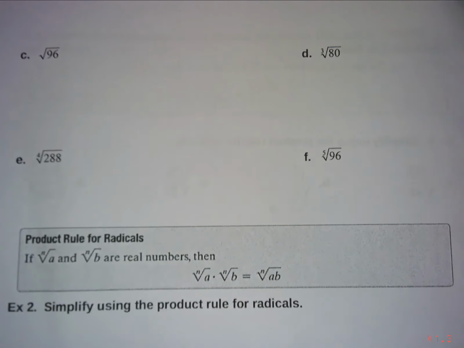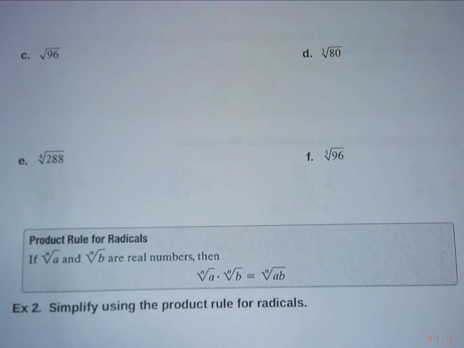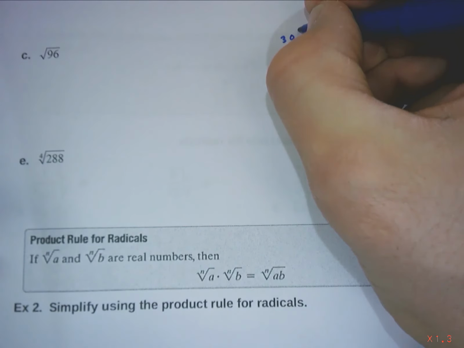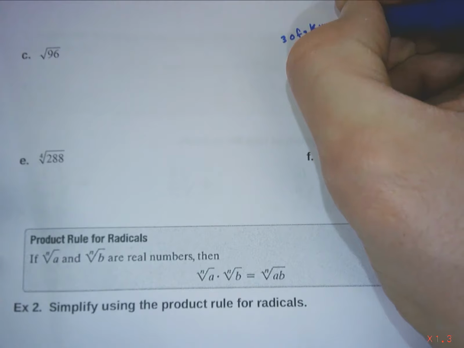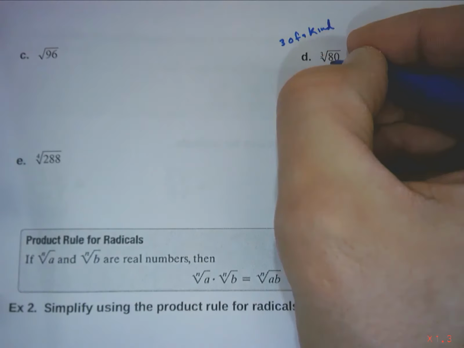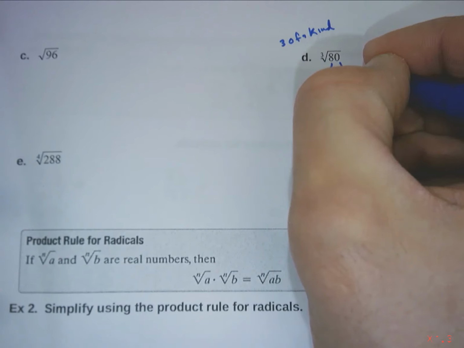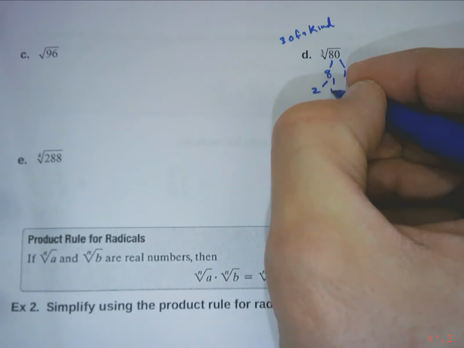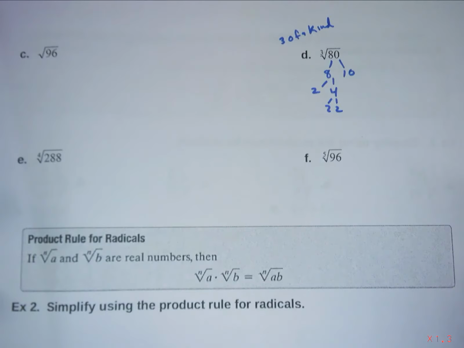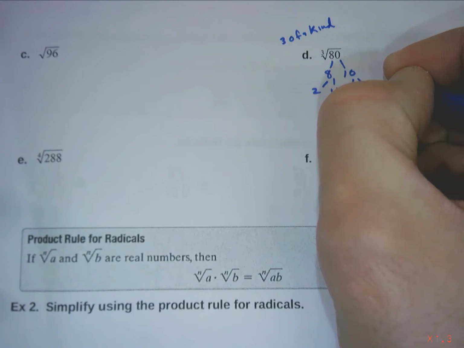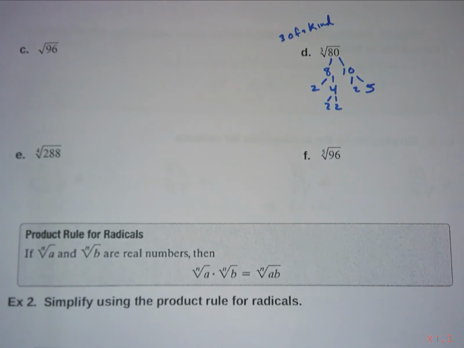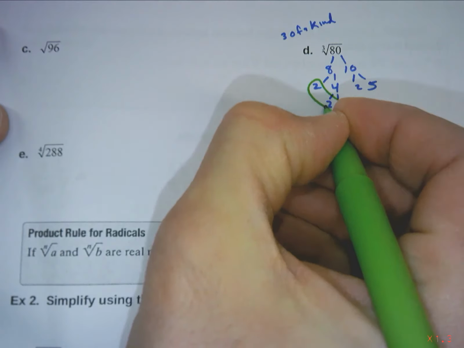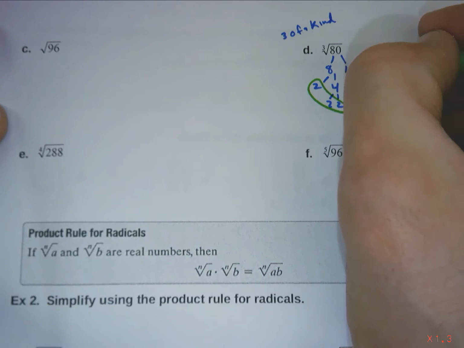All right, so now on D, we have cube roots. And when you see that little index of a 3, then we are looking for 3 of a kind. So you want to go ahead and break this guy down. Maybe you want to do 8 and 10. And we can break down 8 as 2 and 4, 2 and 2. And then you can break the 10 down as 2 and 5. And again, we have an index of 3, so we're looking for 3 of a kind. So we have 3 2s right there. Circle all 3 of those and write that 1 time.